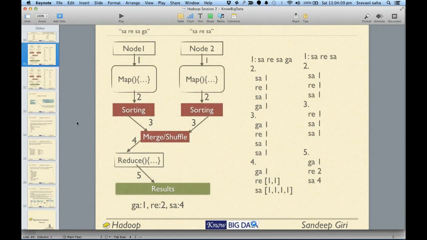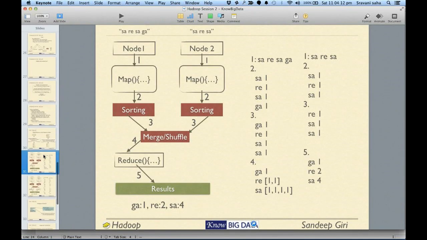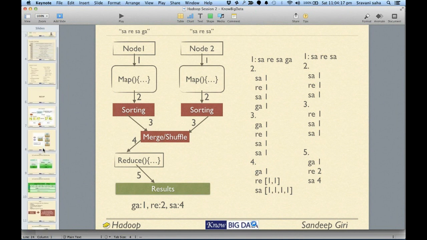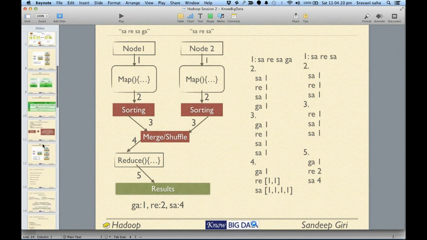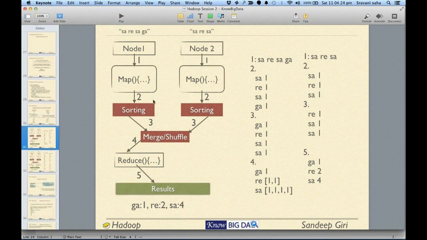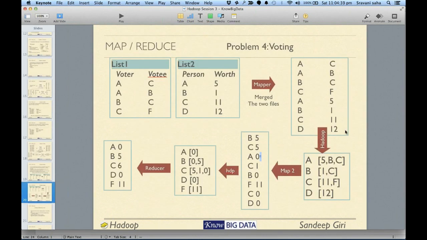So when the data is split across the nodes, here is our mapper. If you remember, when the data was there on multiple nodes, by virtue of shuffling, it came together. The keys came together actually. The values of the same keys came together. All right.